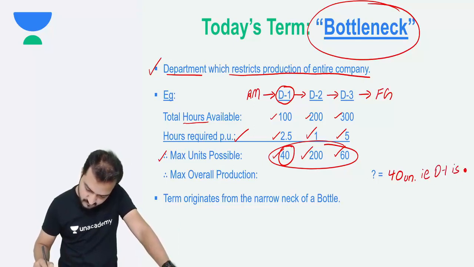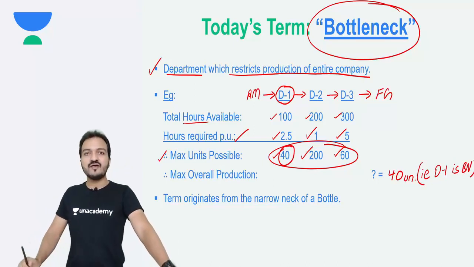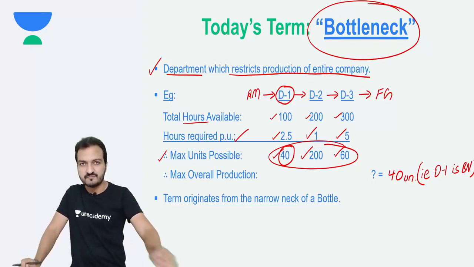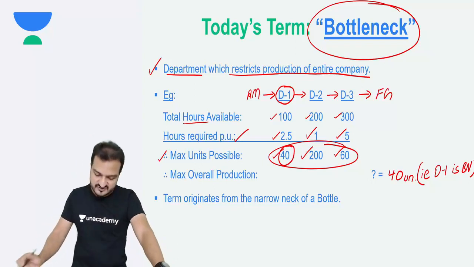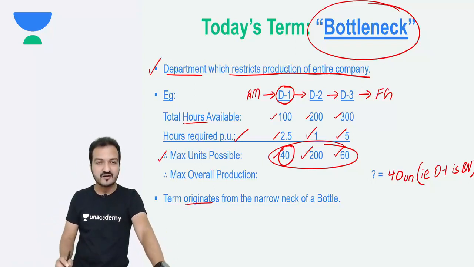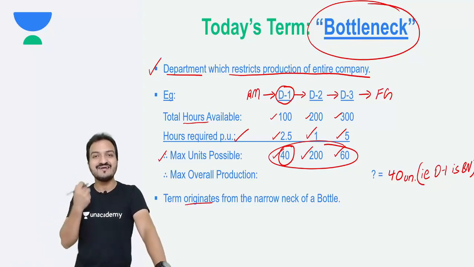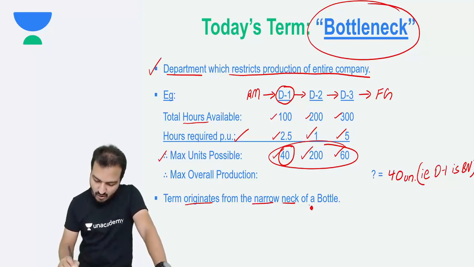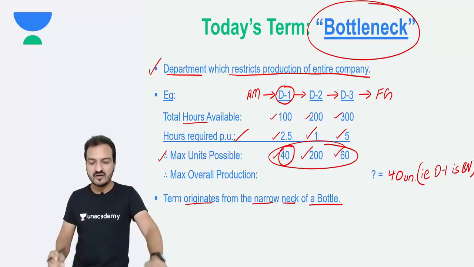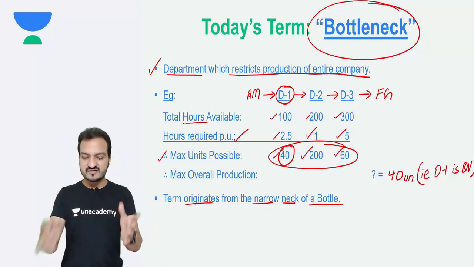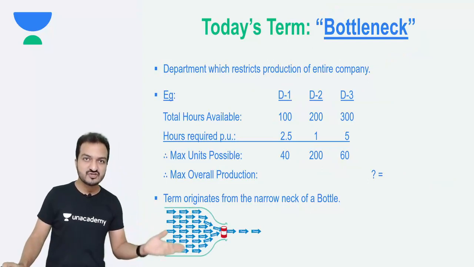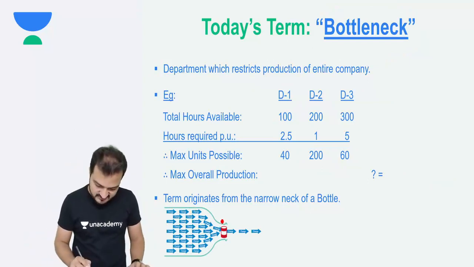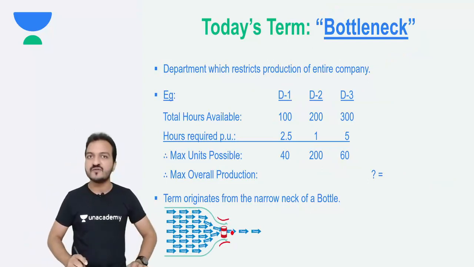The interesting thing is, how did the term bottleneck originate? This term has originated because it describes the narrow neck of a bottle. You see the design of a bottle; it will look like this. So imagine this is a bottle. Now you notice in this bottle, this is the neck of the bottle.